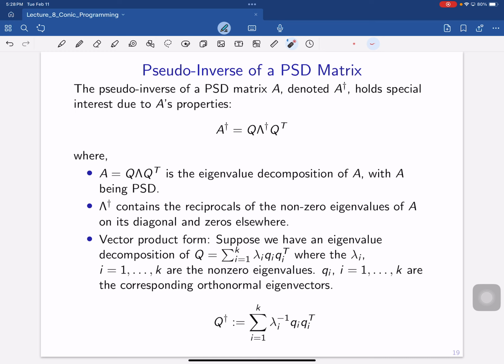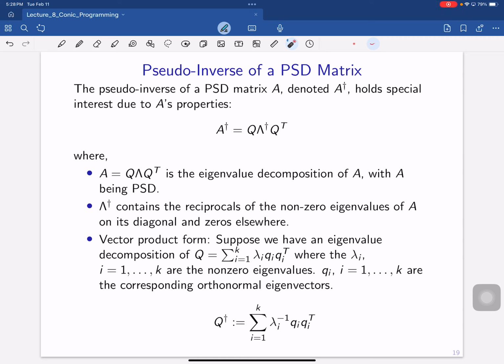You can think about it as follows: for a PSD matrix, you can use eigenvalue decomposition. So A is nothing but the sum of lambda i times the outer product of the eigenvectors. This is nothing but eigenvalue decomposition. And then the pseudo-inverse of matrix A keeps all the eigenvectors, but takes 1 over lambda i for each of the eigenvalues. So this is defined as the pseudo-inverse.